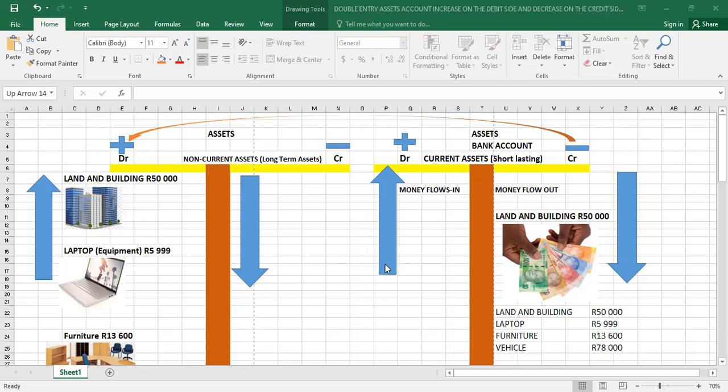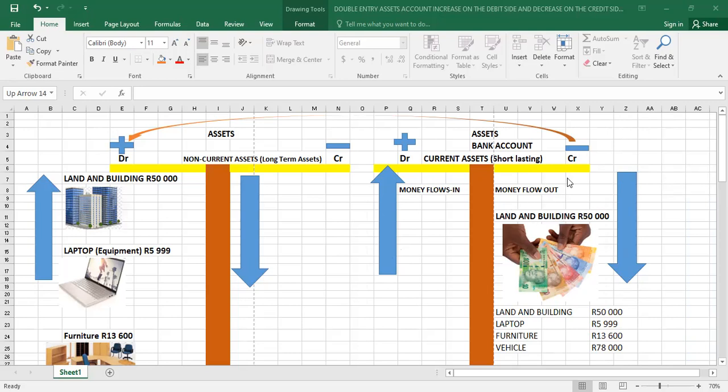But when we receive money into our business bank account, our bank account will go up on the debit side. More money is coming in. But on the credit side, there is less money within our business, the money is going out. On the debit side the money is coming in and the bank is increasing, but on our right-hand side, the credit side, the money is going out from our business bank account. Now let us go and buy land and building on the credit side of our bank account.